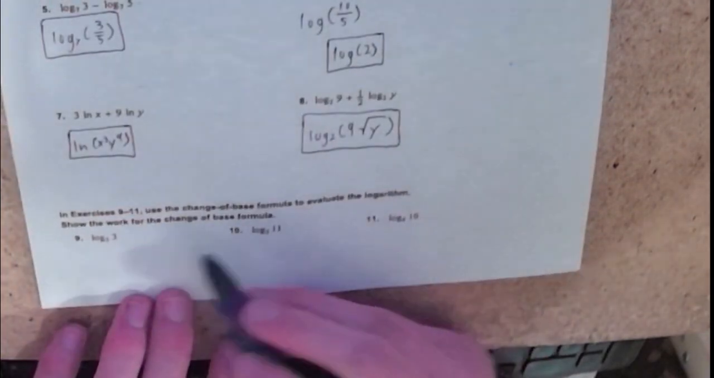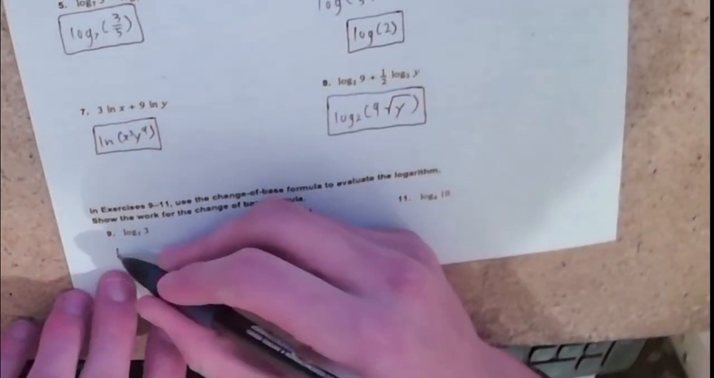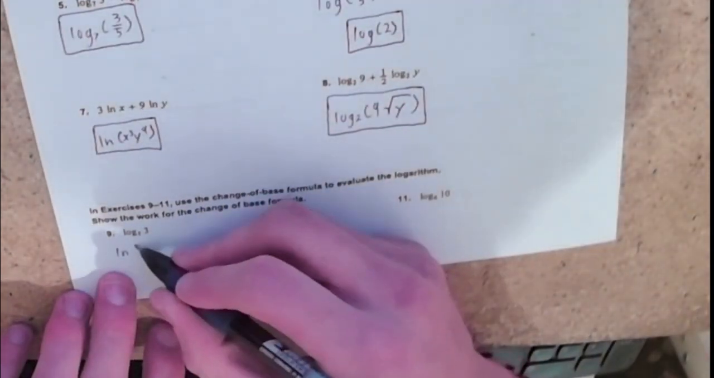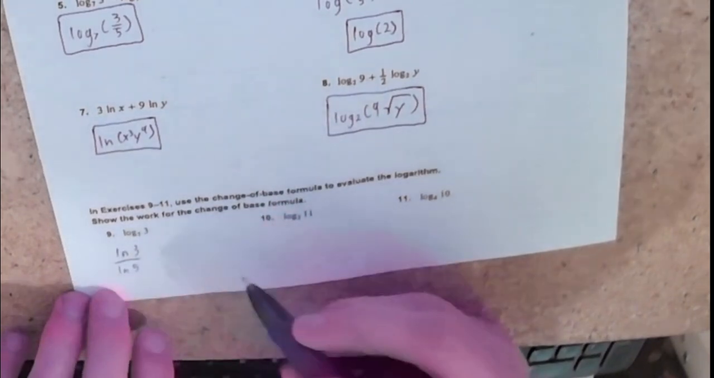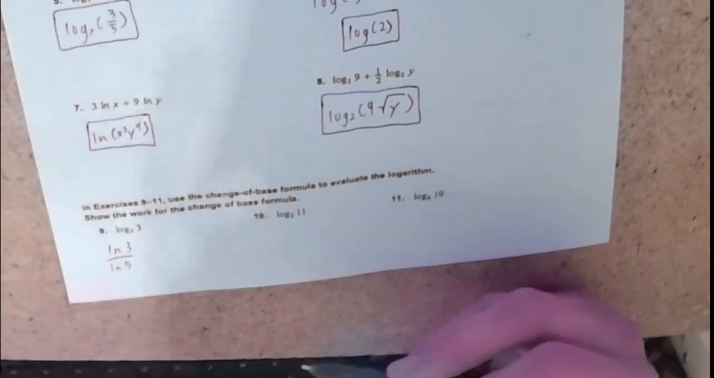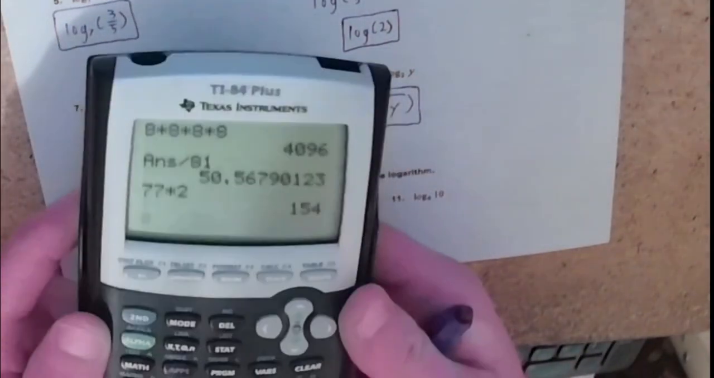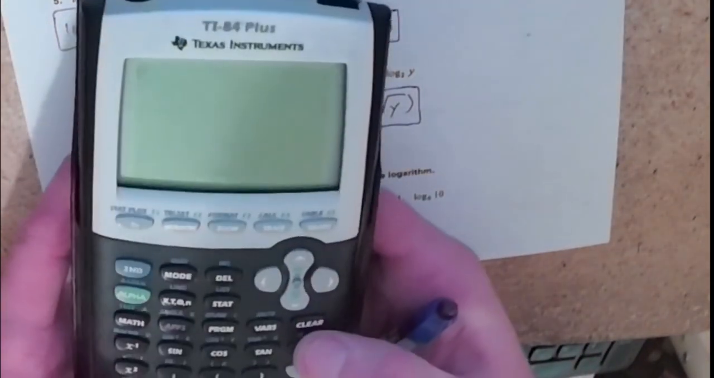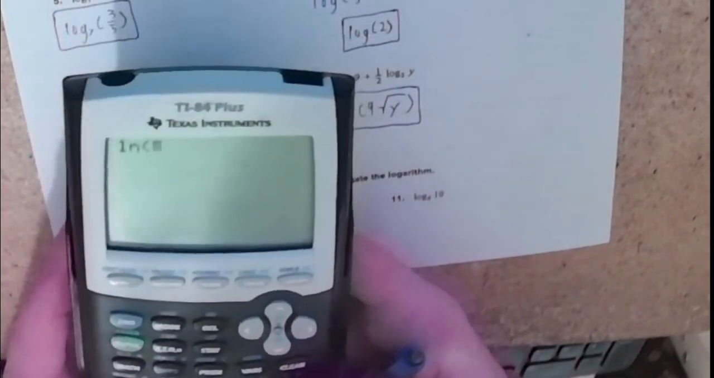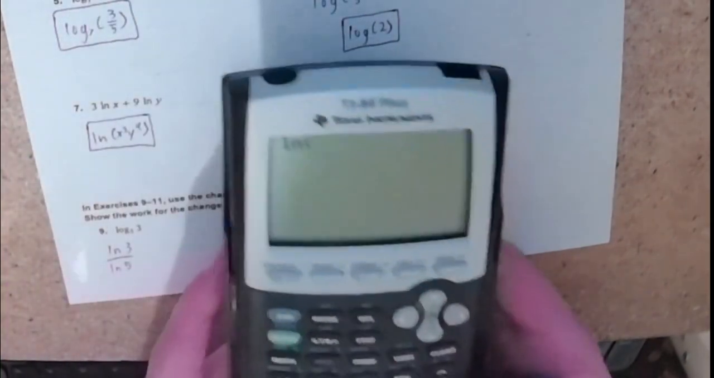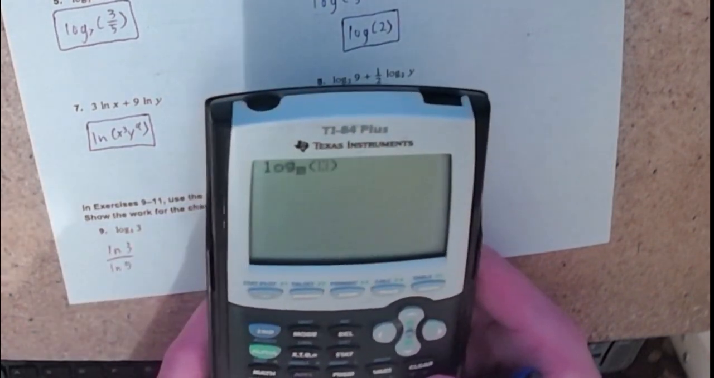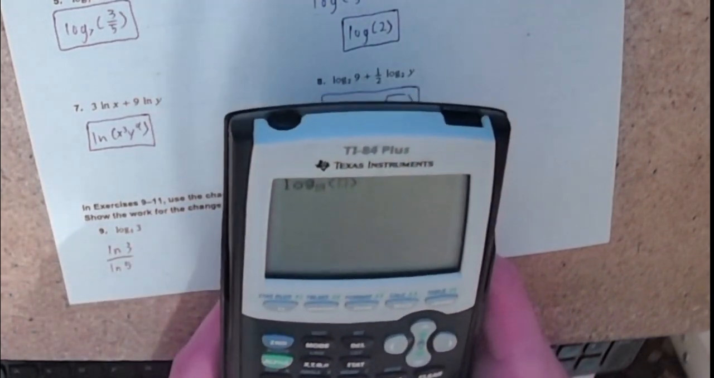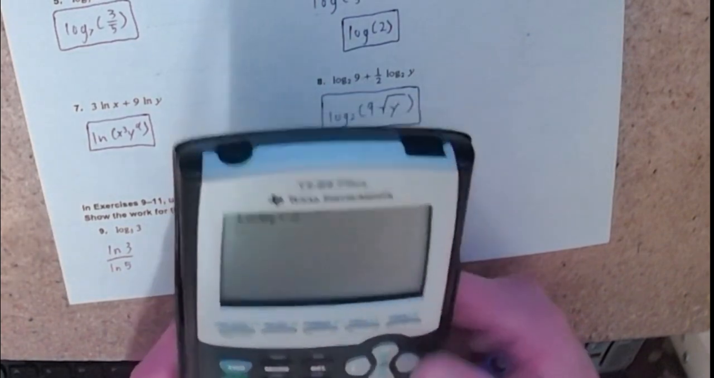Alright, so now, change of base formula. I like to be a little special, so I'm going to start with natural log of 3 divided by natural log of 5. So we have this calculator. We can do ln of, here, let's actually start with this. So we're asked for the log base 5 of 3.